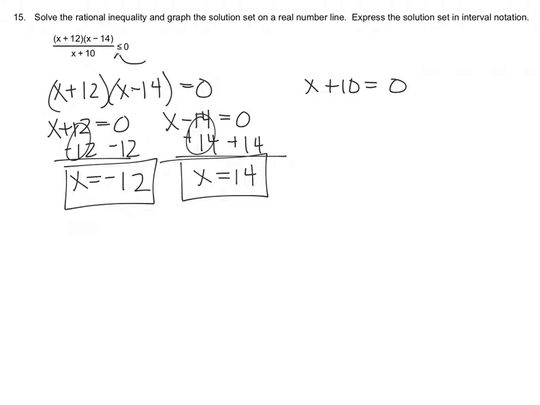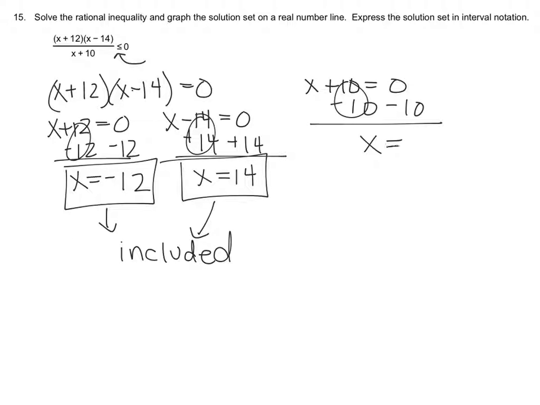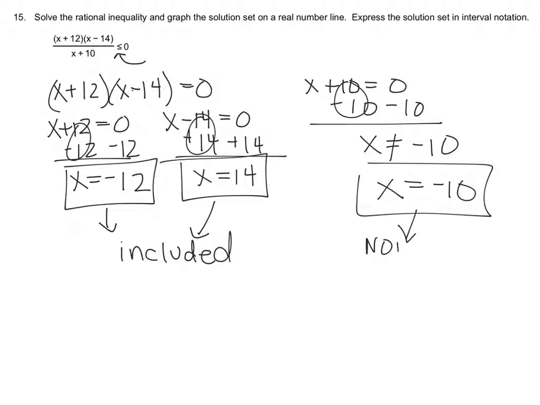Since I have an equal to sign underneath my inequality sign, I know that these 2 points are included, so I'll write those within brackets when doing my intervals. Now I have x plus 10 equals 0, and this represents the expression in the denominator. So x equals negative 10 is a boundary point, but since it's in the denominator, I can't have x equaling negative 10. This is still a boundary point, but it is not going to be included in my interval. So I'll place parentheses by the negative 10 instead of brackets.